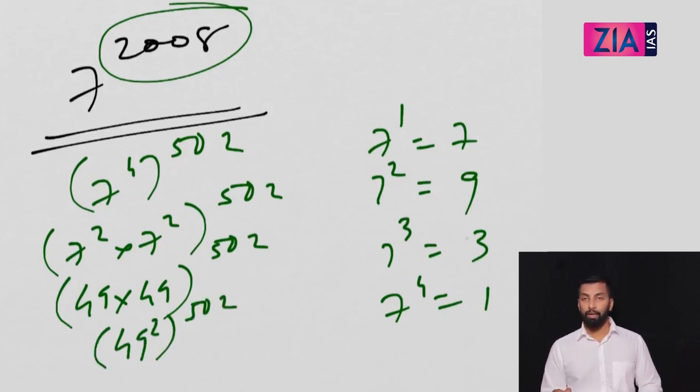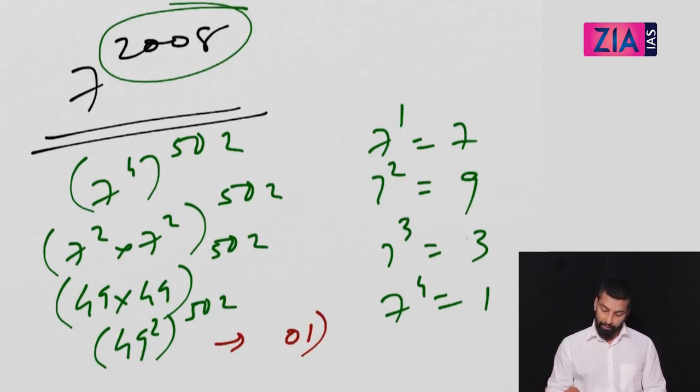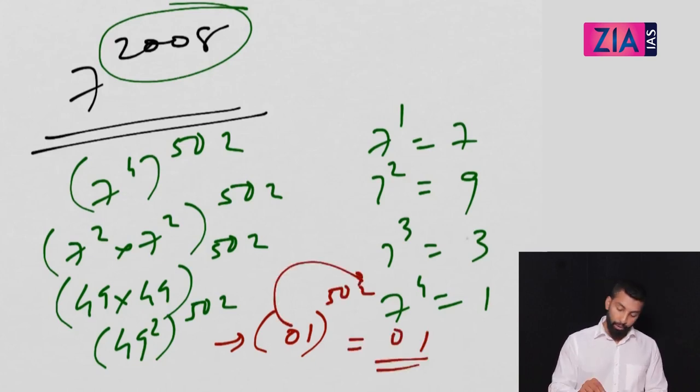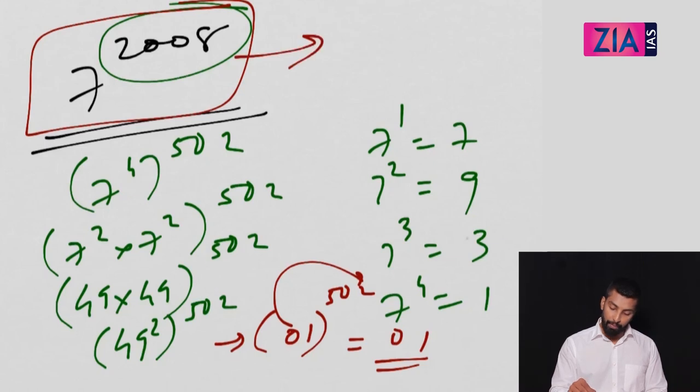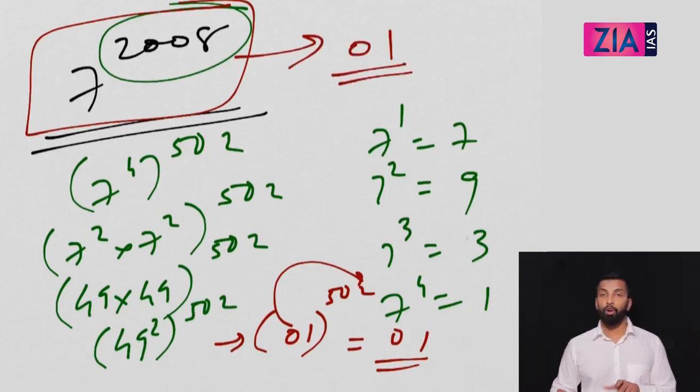I don't want to know what is 49 square. I know what is the last two digits of 49 square. It will be equal to 1 square. So what is the last two digits? 01 raised to 502. What is your answer? 1, 0 into 2, 0. So last two digits of 7 raised to 2008 will be 01. I hope this is clear for all of you.